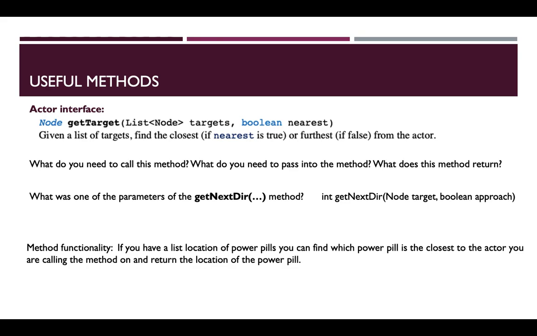So we already talked about this a little bit, but this is an example. Hypothetically, if you have a list of locations of your power pills, at the start of the game I think you have 4 power pills, so let's say we have 4 locations. You would be able to find which power pill is the closest to you, being the attacker, which is an actor, and then return the location of that closest power pill. And this can help you in your code depending on how you're going to implement all of this.